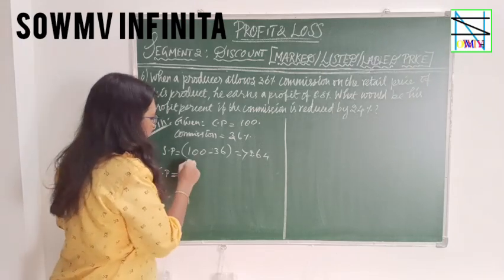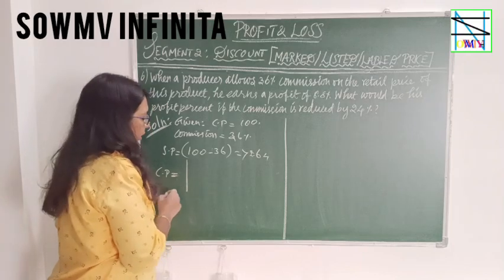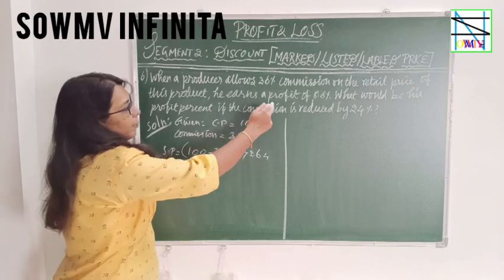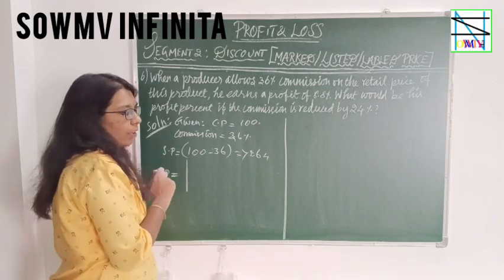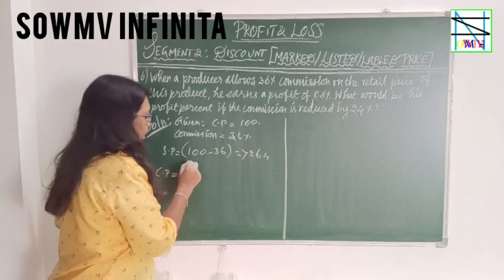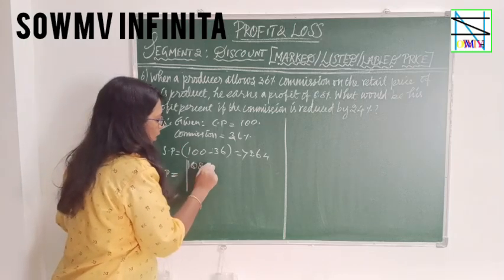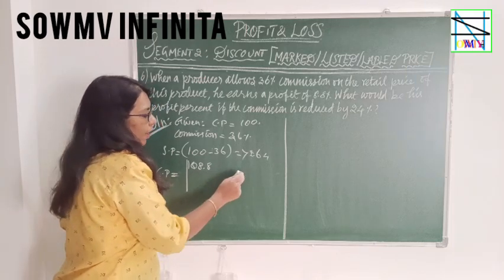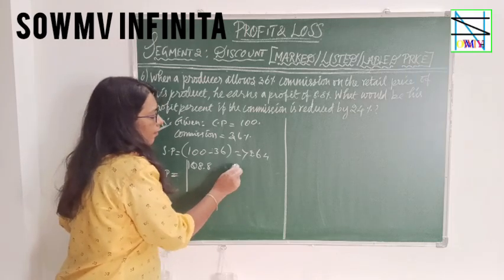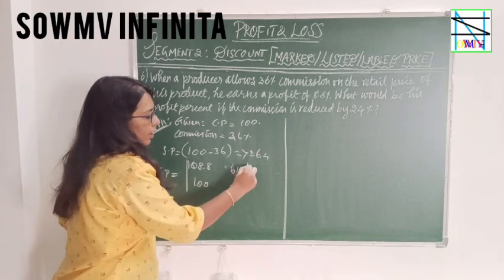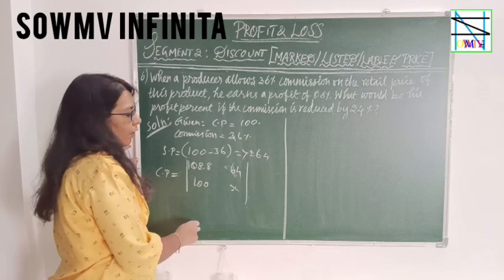Okay, in a box method, here is the profit value. Given that he earns a profit of 8.8%, that means 100 plus 8.8 is 108.8%. This is the profit percent. This is the SP value. SP value is 64 rupees. Here is 100. Here is the X value. Okay, we can solve this.